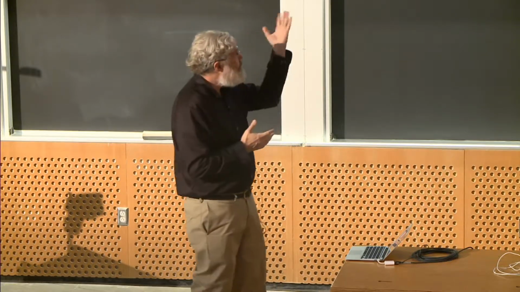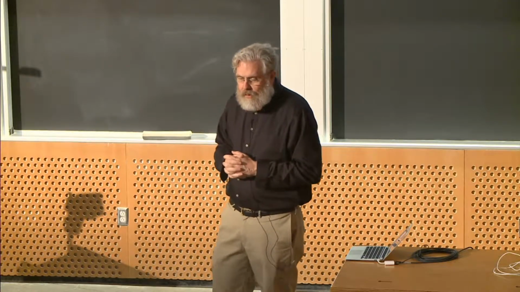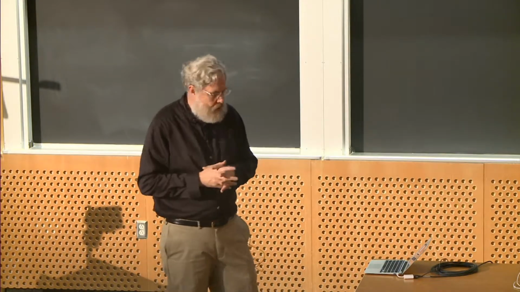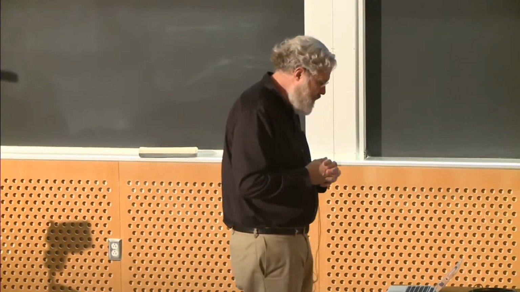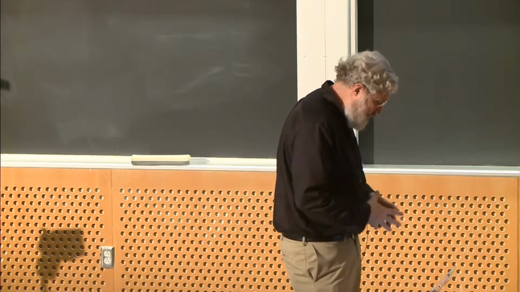And the 4 functions I submit for your consideration here is that you might want to be genetically and metabolically isolated for safety reasons or public relations reasons, or both. You want to have new chemistry, new protein chemistry, new amino acids. And finally, you want to have multivirus resistance. This is probably the most powerful of the 4, where imagine that you have an organism, whether it's industrial, agricultural, or even human, that was resistant to all viruses, past and present, even ones you haven't analyzed.